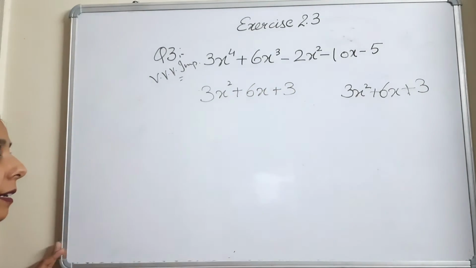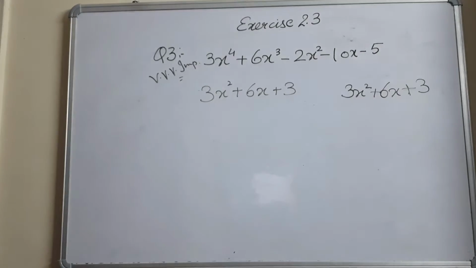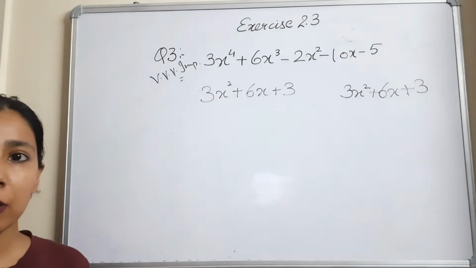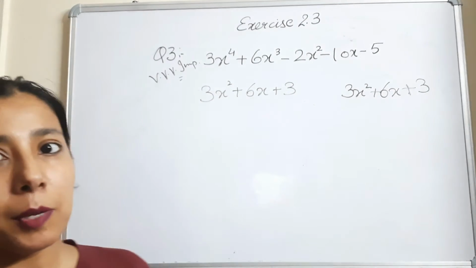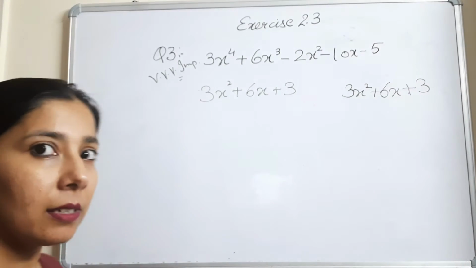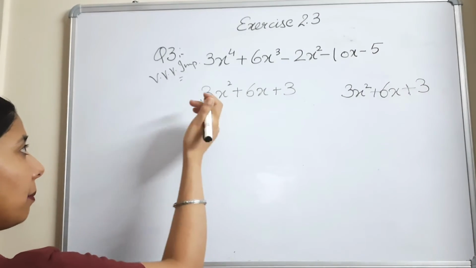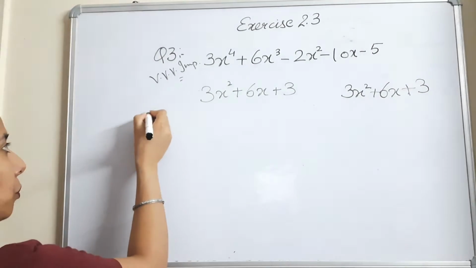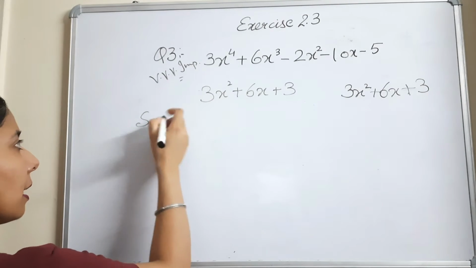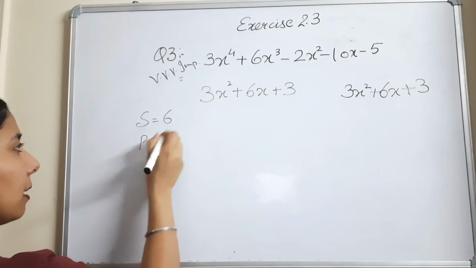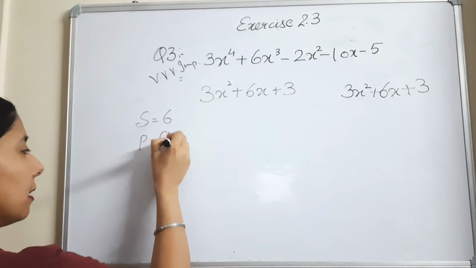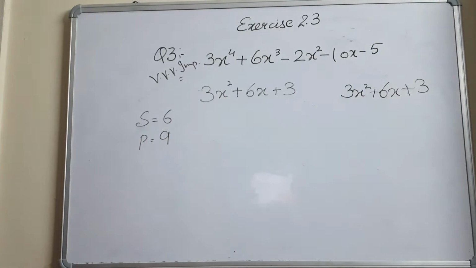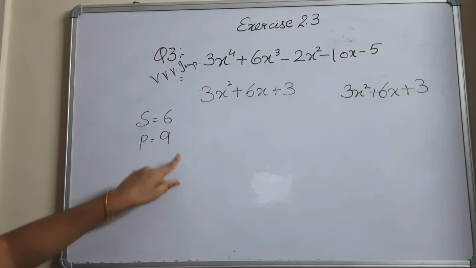Now we will factorize this polynomial. For factorizing this polynomial, we will be using which method? Yes, we will be using the split the middle term method. So apply the split the middle term method. Think of two terms whose sum will be 6 and whose product will be 3 into 3, that is 9. Think of two terms that make 6 on addition and 9 on multiplication.